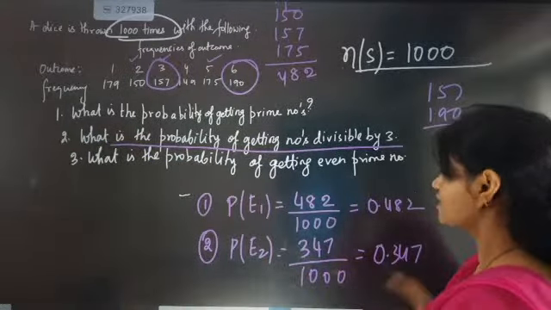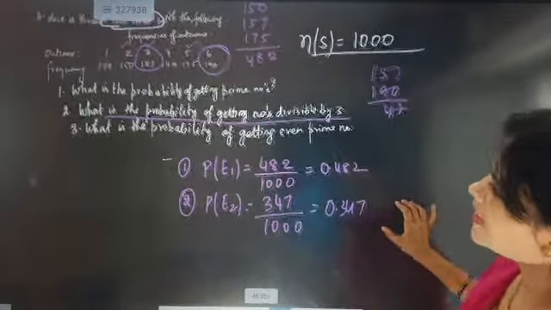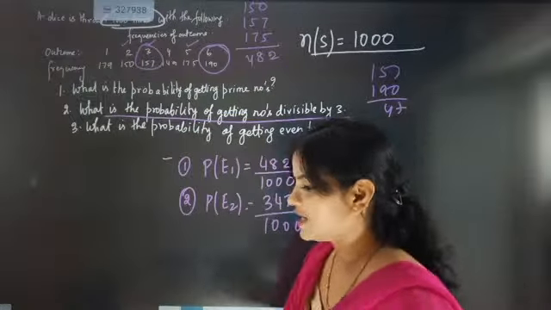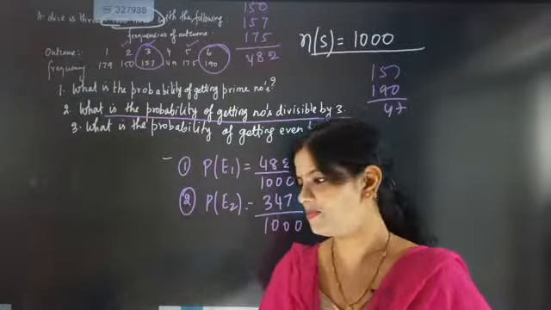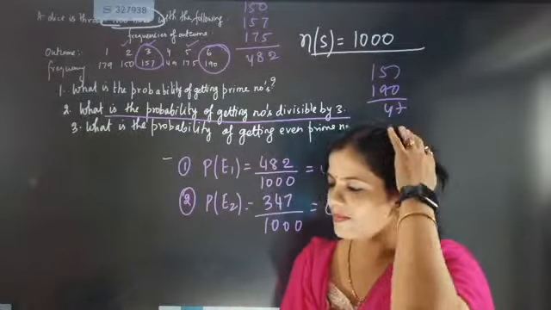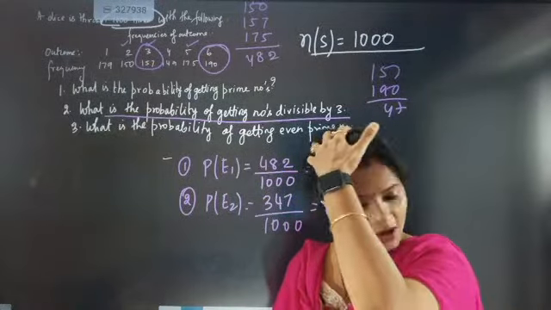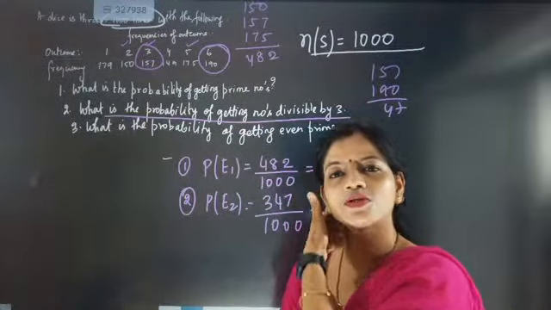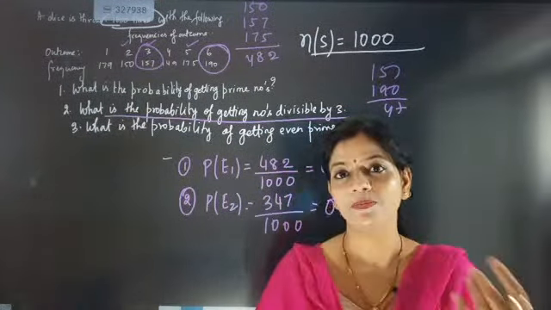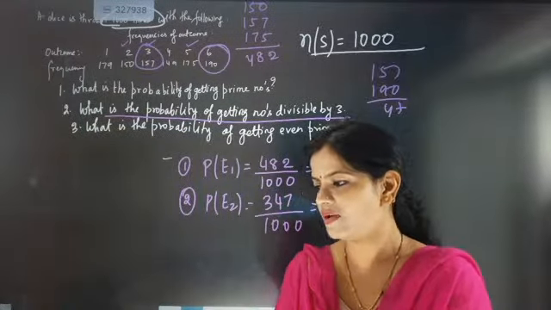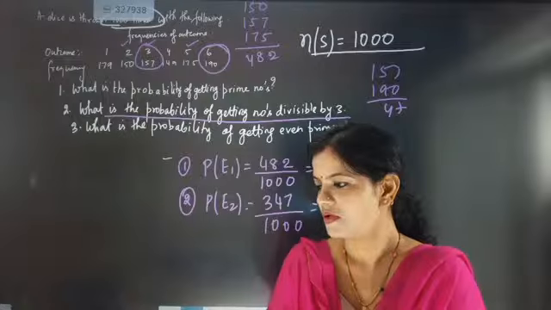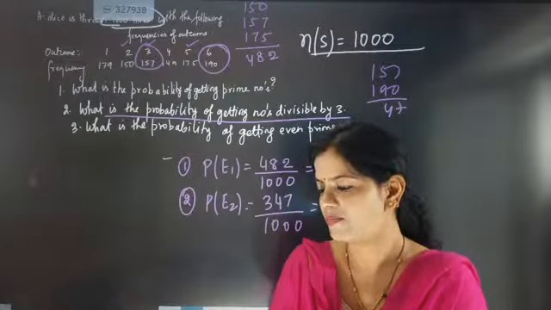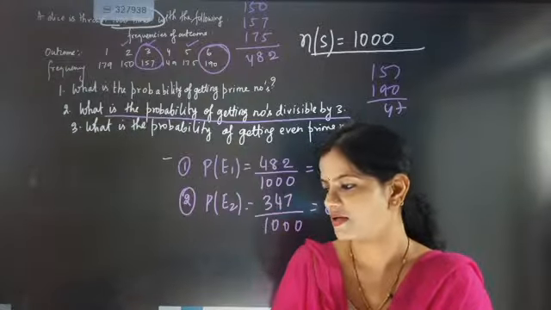0.347. Now next one is, what is the probability of getting an even prime number? Can you tell me the even prime number, please? Tell me the one number which is even and that is prime also. The number which is even and the number which is prime. Quickly say.